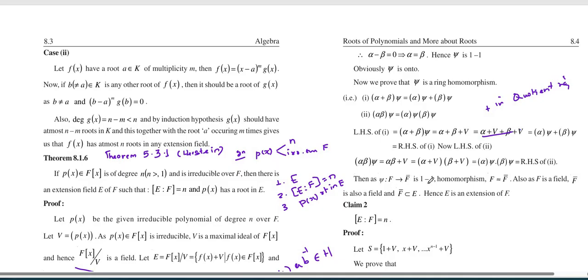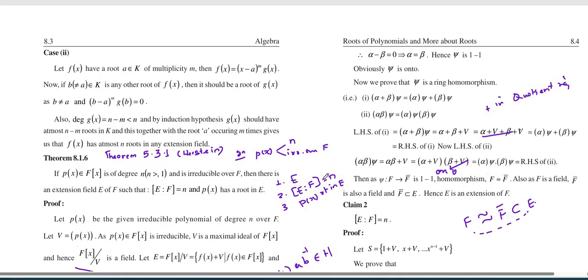So psi from F to F bar is a one-to-one onto homomorphism. Therefore, F must be isomorphic to F bar. Also, as F is a field, F bar is also a field, and F bar is contained in E. So you conclude that E is an extension of F. See, you have considered only E. For that, what is the subfield? It is F bar. But what is known about F bar? F is isomorphic to F bar. So from that we conclude that E is an extension of F.